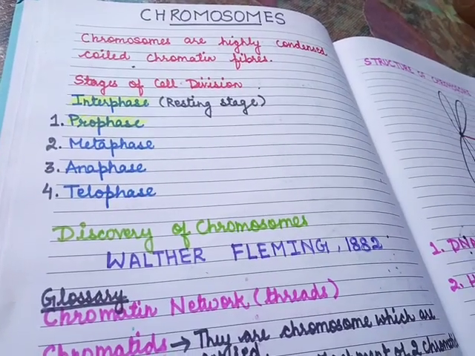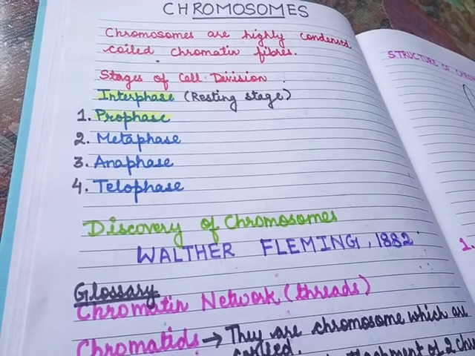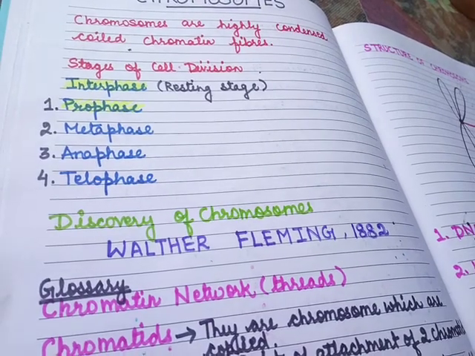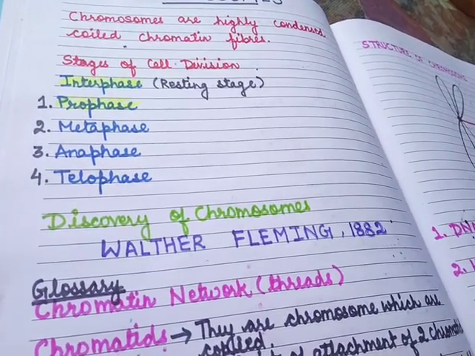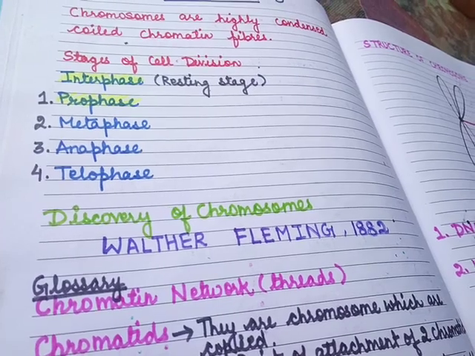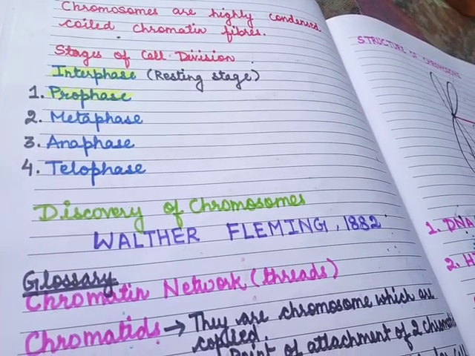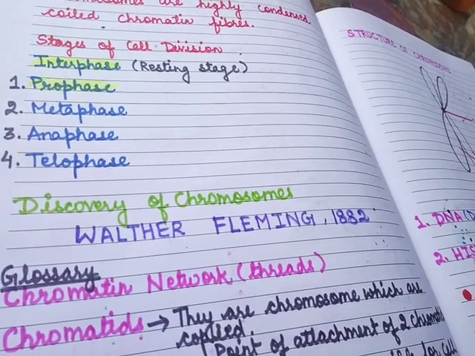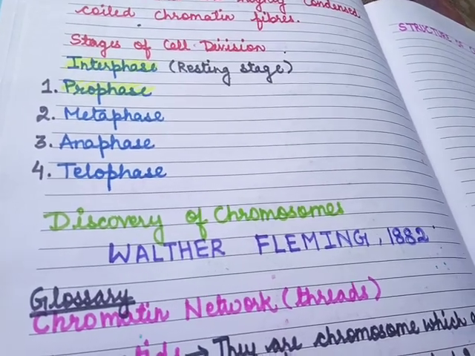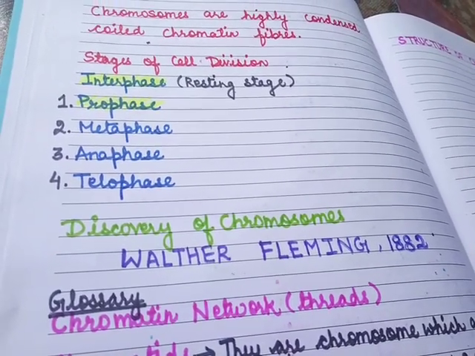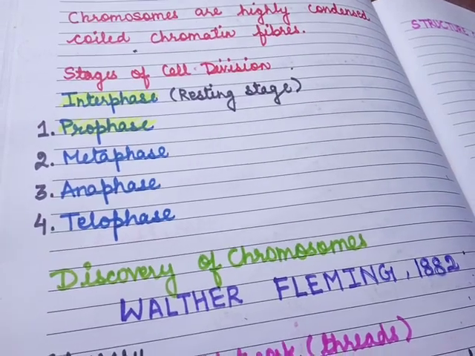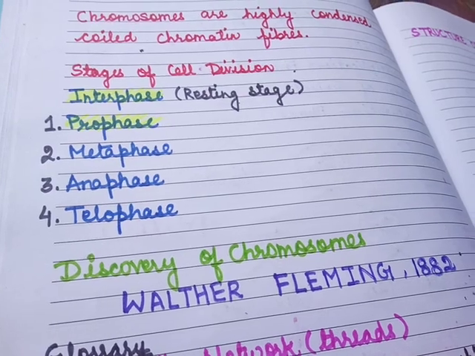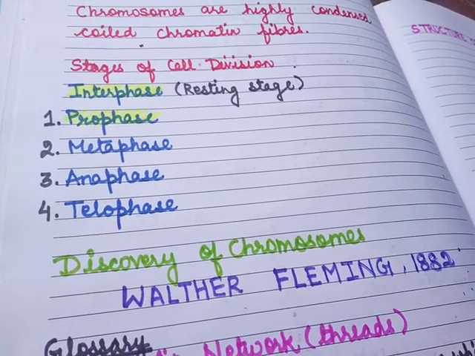When we observe a cell under the microscope in a non-dividing stage, it is called interphase, which is also known as the resting stage. Children, you see I have marked here the stages of cell division. Stages of cell division are mainly four types: prophase, metaphase, anaphase and telophase.